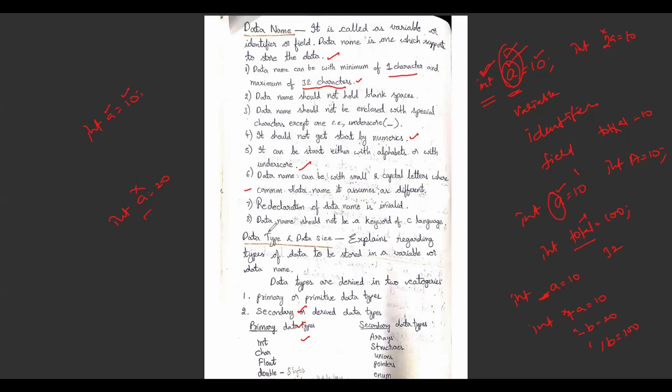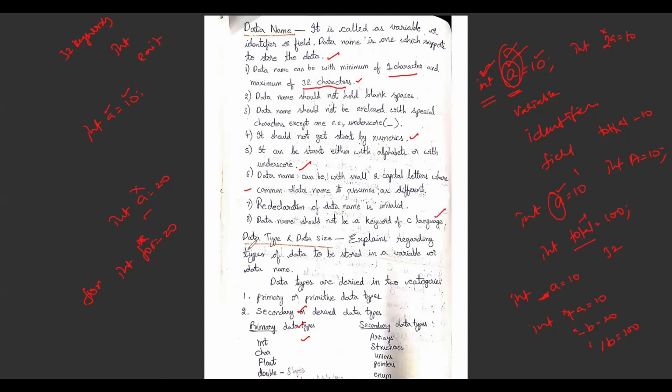Redeclaration is not valid. Data name should not be a keyword of the C language. We have 32 keywords, right? A few examples: int is one keyword, exit is one keyword, and you have a few more keywords. for is one keyword, so you can't write int for equals 20. Data name cannot be a keyword. So this is all about your data name.